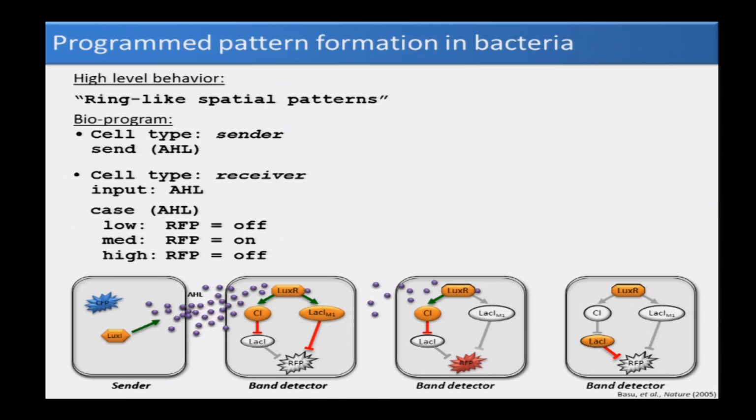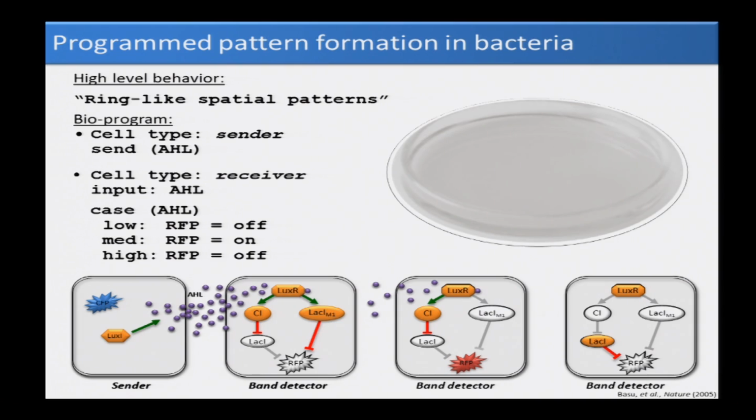This branch is more sensitive, so it defines when the response goes up. And this is less sensitive, so it defines under high concentrations when the output goes down. So we basically have a non-monotonic response to the input, which is low, then high, then low. That's the design that we had in mind.